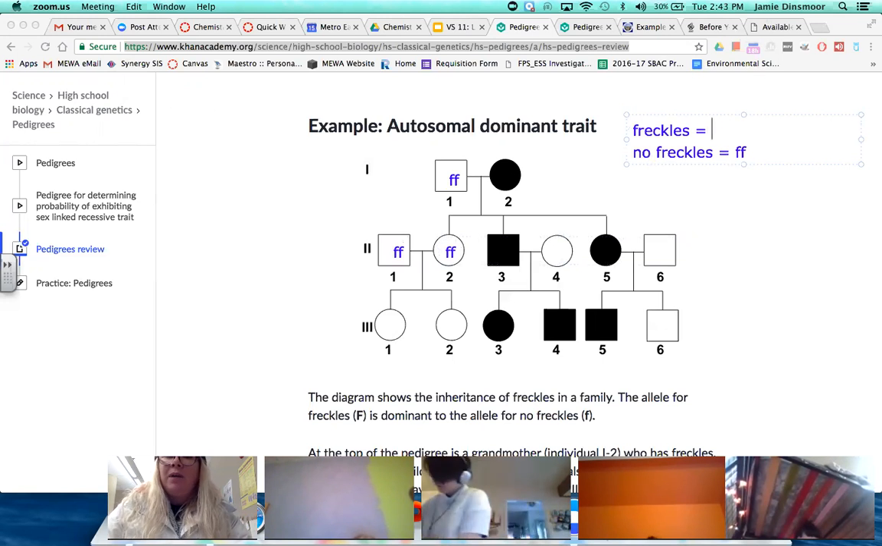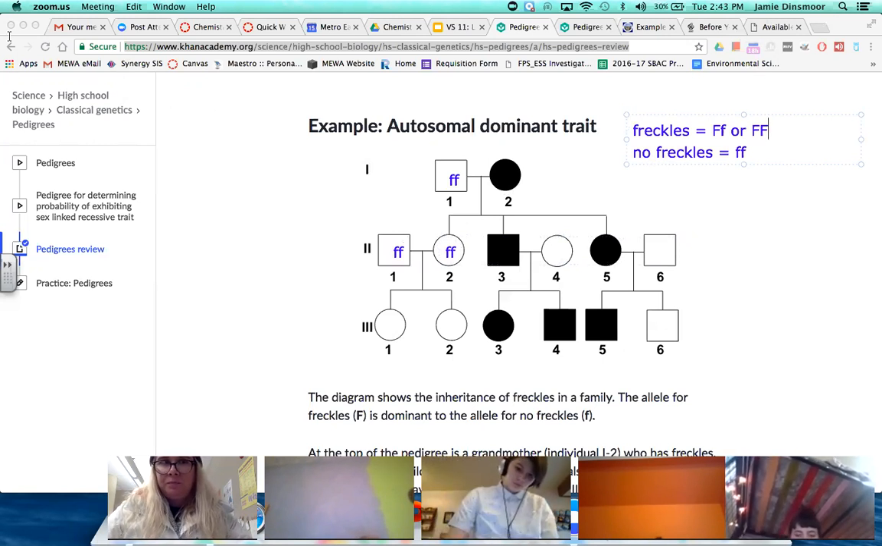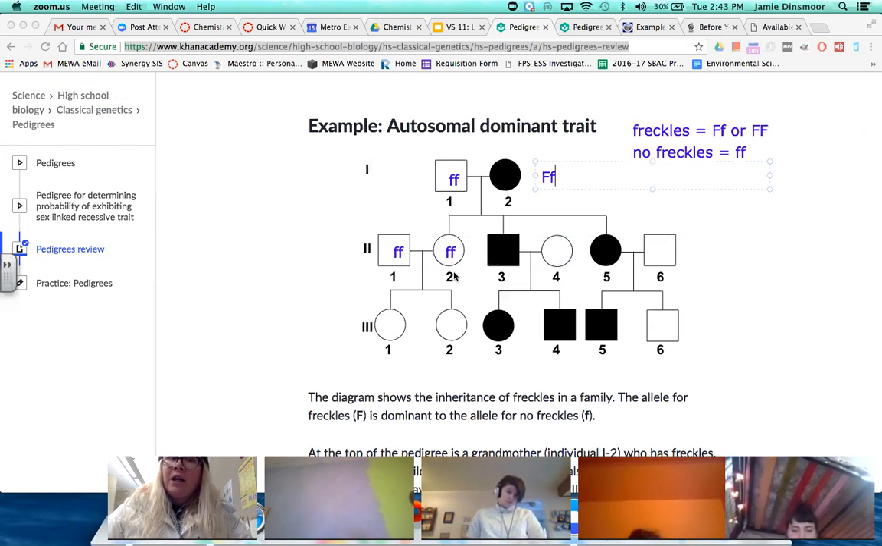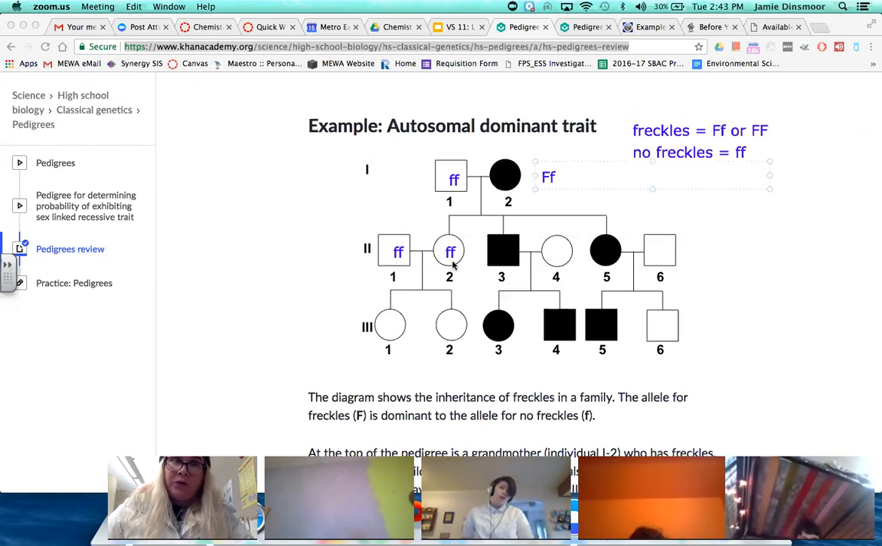So they could have big F, little f, or big F, big F. Person in the first generation, person 2, this lady right here with freckles, what do we think her genotype is? Big F, little f. You guys are getting this. Why? Well, she did have a kid who doesn't have freckles, which means she must have 1 recessive allele, right? So if that's true, then what do we know about person 3 here, generation 2, person 3, the square male? What would his genotype have to be?